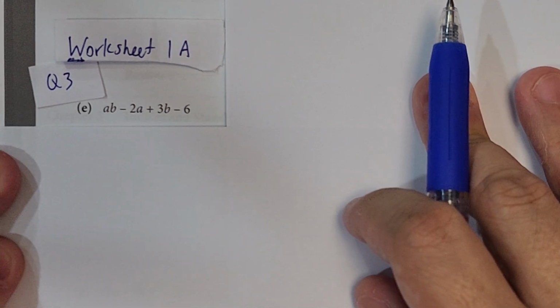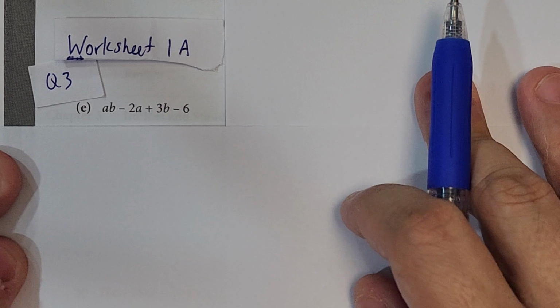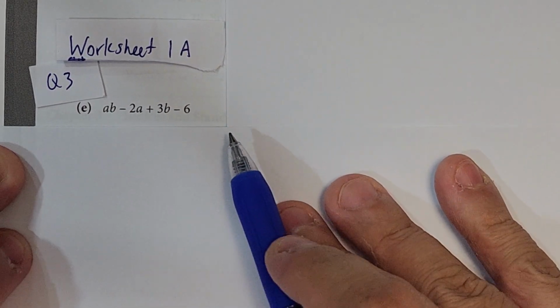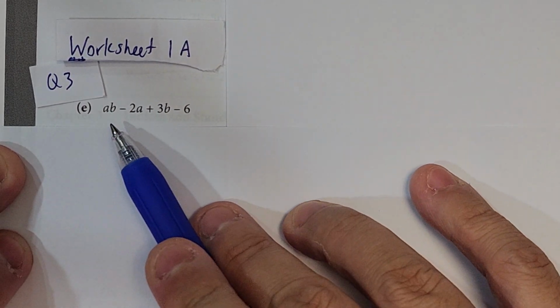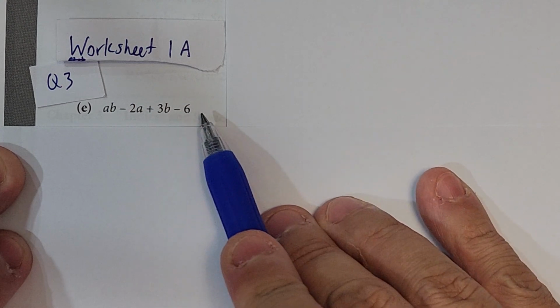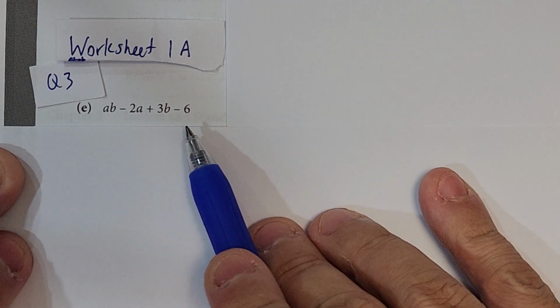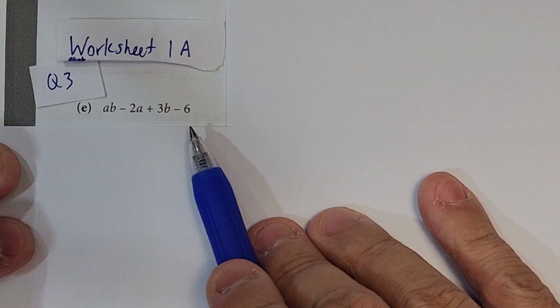Now, this question is about factorization by grouping. How do we know that it's factorization by grouping? You can see the question has 4 terms. When there are 4 terms, it will be factorization by grouping.